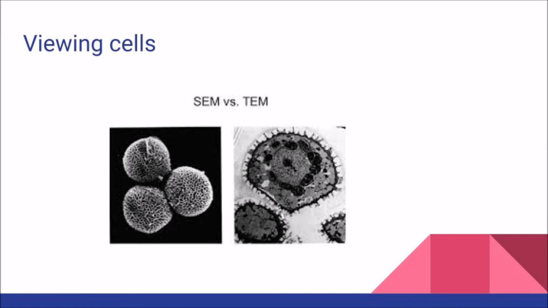This is the same with its magnification. It can be more than 1,000,000 times the size of the specimen. However, the SEM microscope is usually less than 500,000 times the specimen.